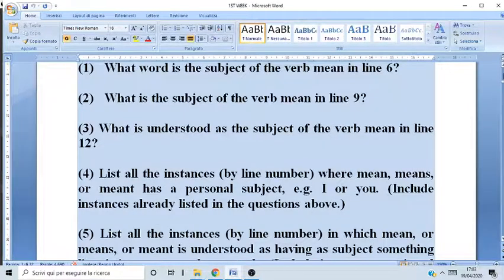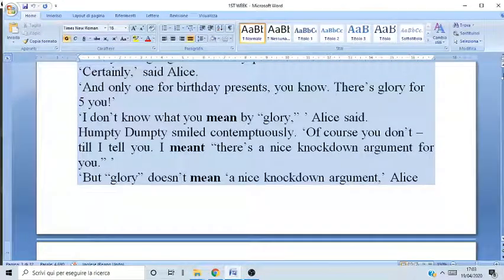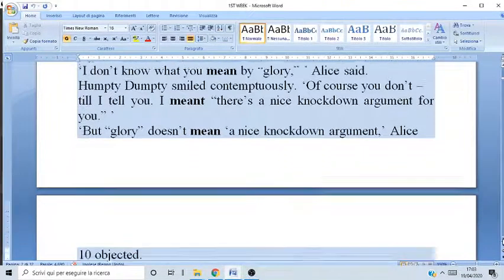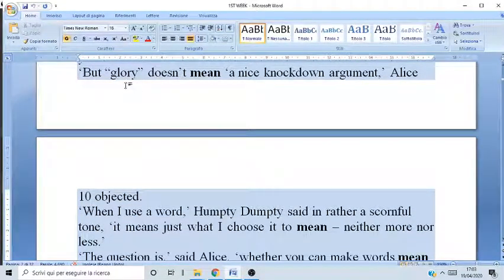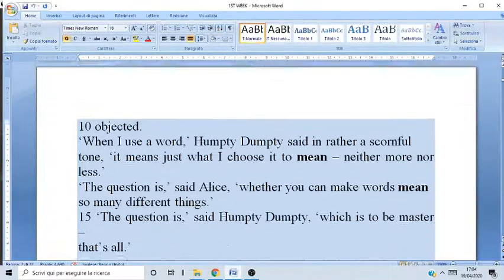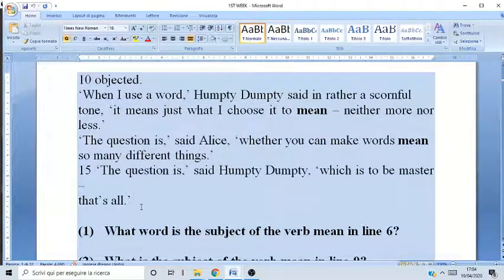Let's go back to it a second. So we said 6 and 8. Okay, you mean and I meant. But in other occurrences, it refers to glory, line number 9, or to it in line number 12. And you can make words mean so many different things. So also in this case, the subject is referring to the word words.